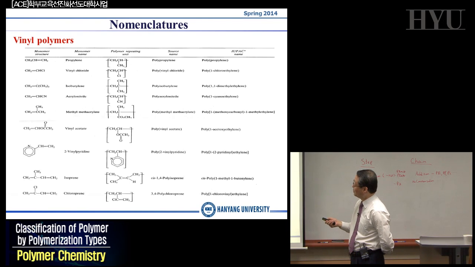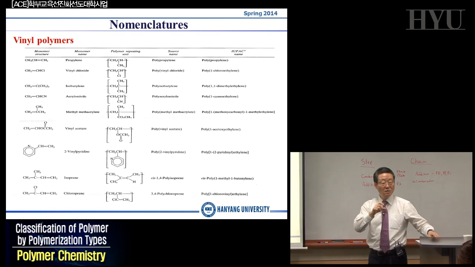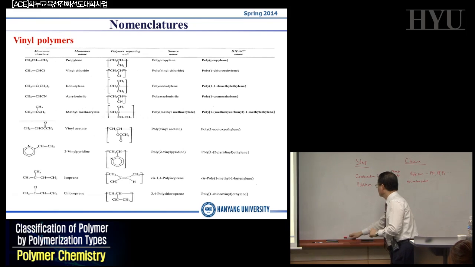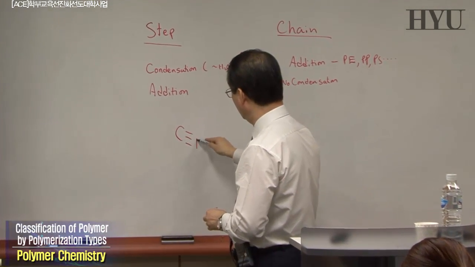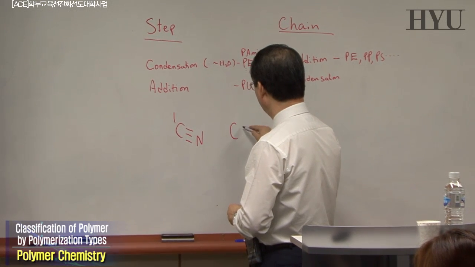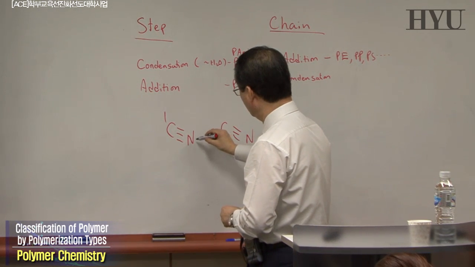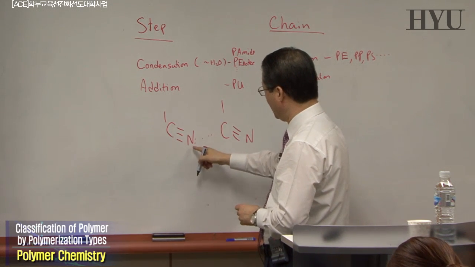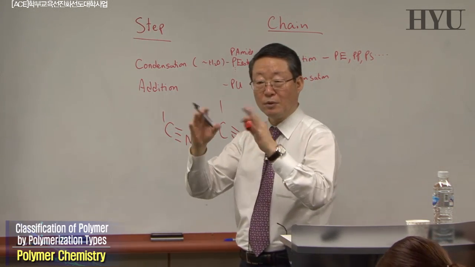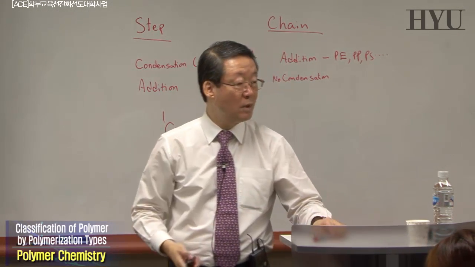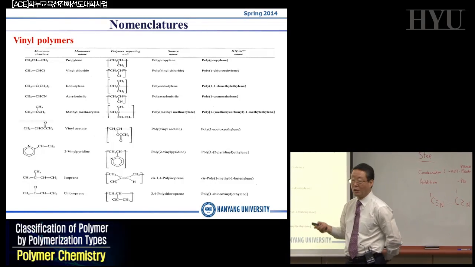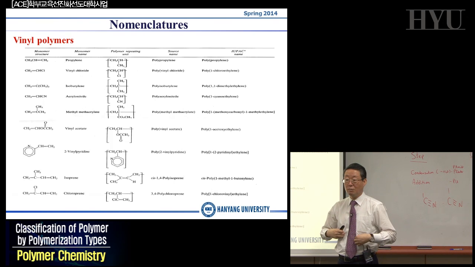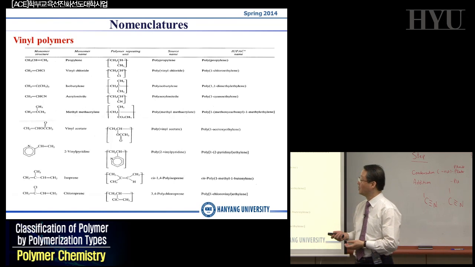Polyacrylonitrile has a CN group here in place of Cl or methyl group. CN again has a dipole moment. C triple bond N. So between this N and C, you may have a dipole-dipole interaction. So dipole-dipole interaction will make your polyacrylonitrile very crystalline. So you can make the semi-crystalline acrylic fiber out of this polyacrylonitrile.